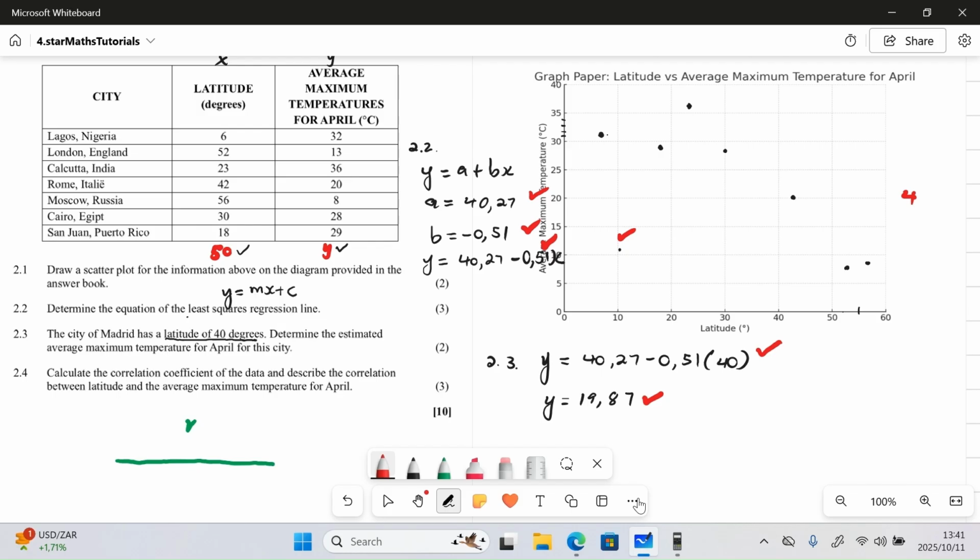Then the most common one: calculate the correlation coefficient. What are we talking about when we talk about the correlation coefficient? We are talking about the association between the two variables. Remember, we have two variables. What is the relationship? Is the relationship strong? Is the relationship weak? Is it a positive relationship? Is it a negative relationship?